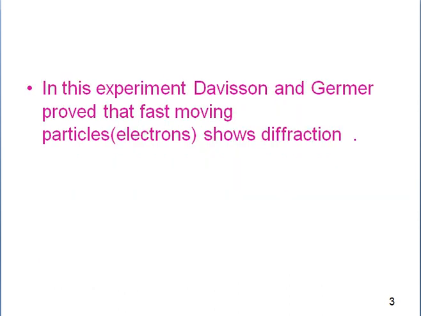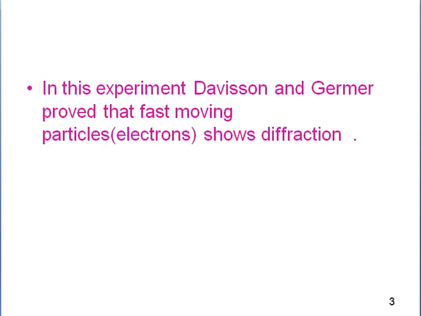In this experiment, Davisson and Germer proved that fast moving particles, that is electrons, protons or neutrons, anything, show diffraction. This is what we have to prove in this experiment: that fast moving particles show diffraction.